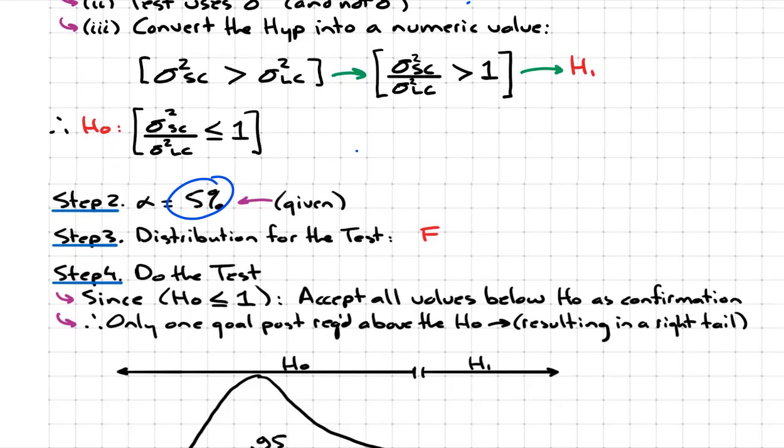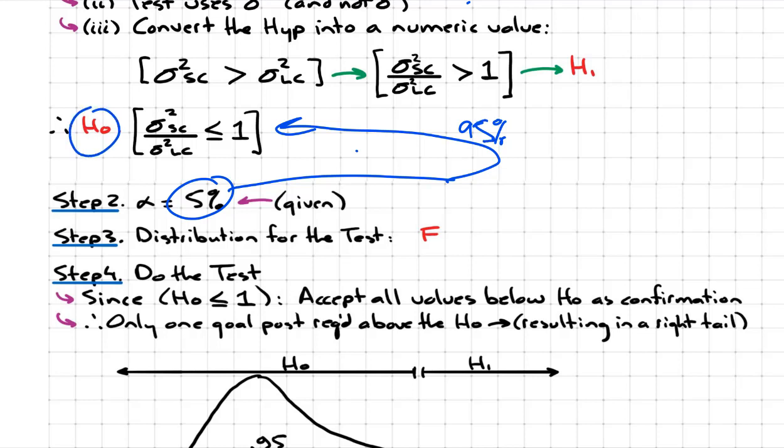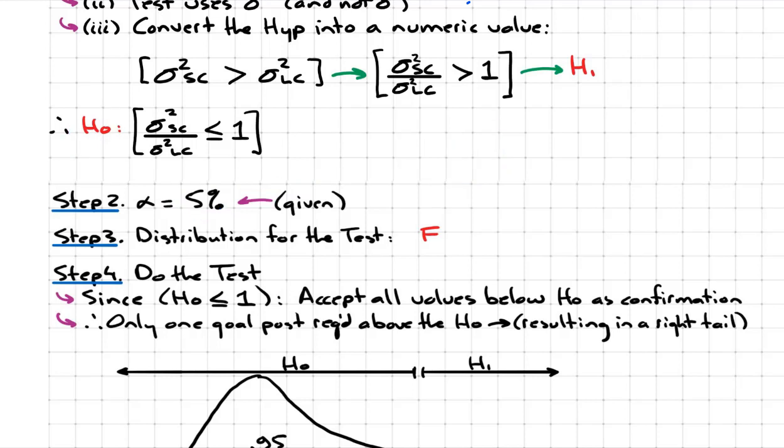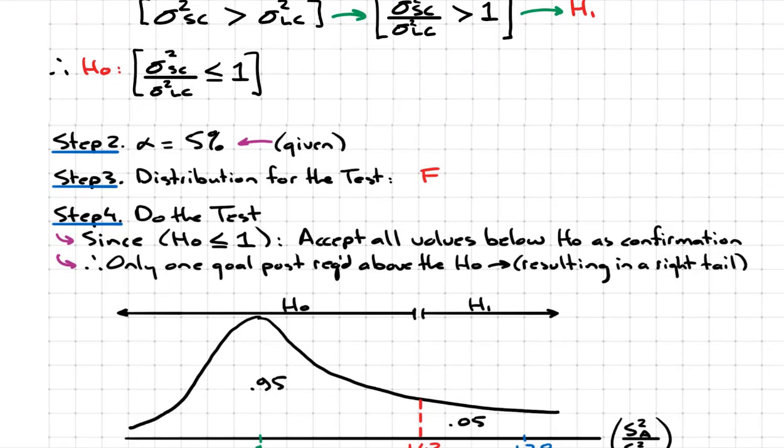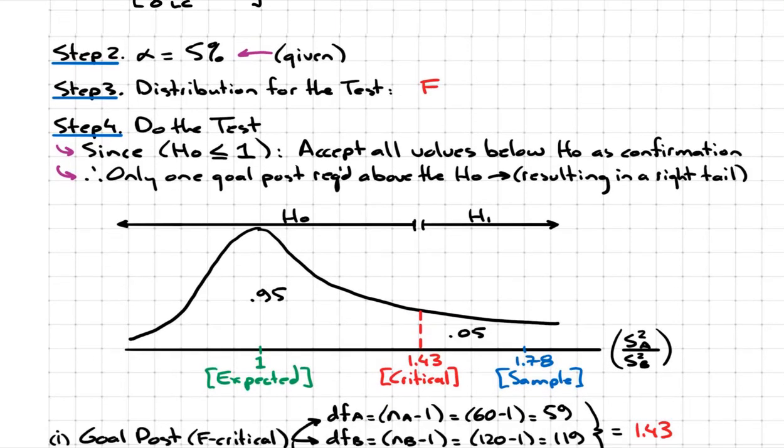This will be given to us. So remember what that 5% level of significance means. It means that we want to give the null a 95% acceptance range, because we're using a sample and samples have errors, so we want to give some margin of error around the null. Step 3, identify the distribution for this test, because we're looking at a ratio of variances. It's the F distribution. And then step 4, we do the test.